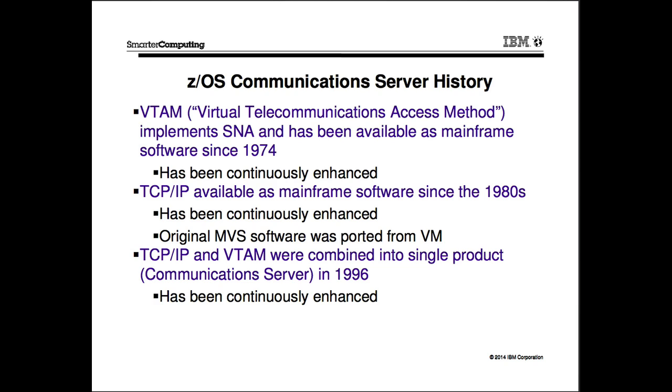In the 1980s, TCP/IP became available as mainframe software. Originally, we ported the MVS software from VM, which is another operating system that runs on z/OS. I should also add, because I'm not sure how new people are, MVS is what z/OS used to be years ago. z/OS is an evolution of MVS, and MVS is the original operating system. In 1996, TCP/IP for MVS and VTAM were combined into a single product, which is communication server, and that's where we've been going forward since 1996.